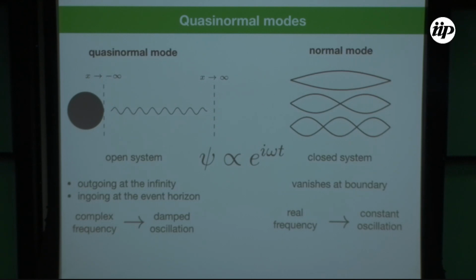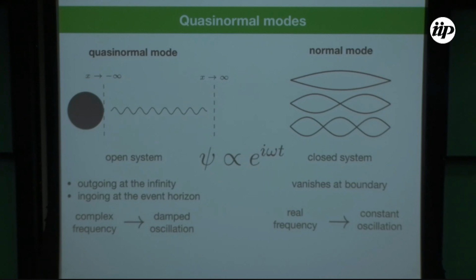So in a closed system, we have to set boundaries, and the waves vanish at the boundary. And when we set this boundary, the waves vanishing at the boundary, it turns out that this frequency omega is a real frequency. So we're going to have a constant oscillation, like the one in this picture here. So the oscillation won't decay.